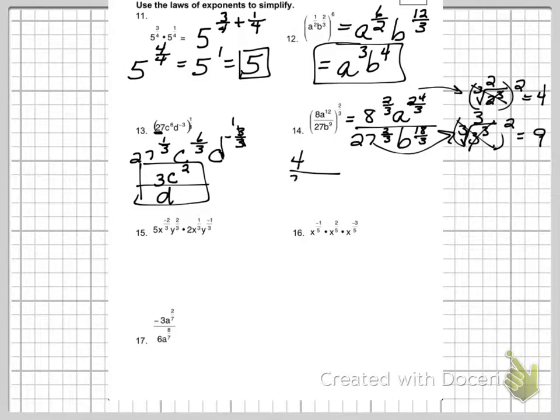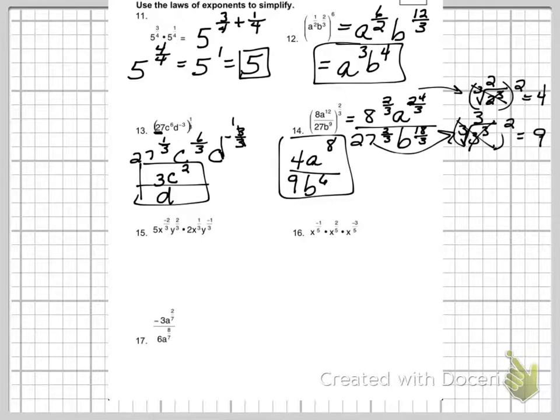So the numbers come out to be 4/9. Then we're going to reduce fractions. A to the 24th is A to the 8th, and B to the 18 divided by 3 will be B to the 6th. Again, we're using exponent rules that we learned last unit.